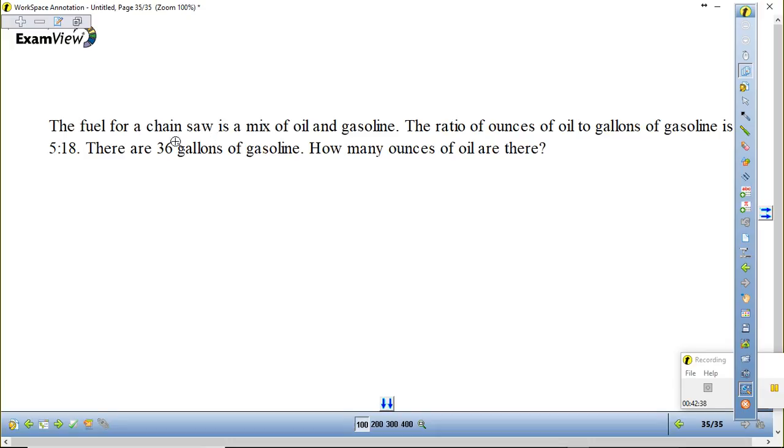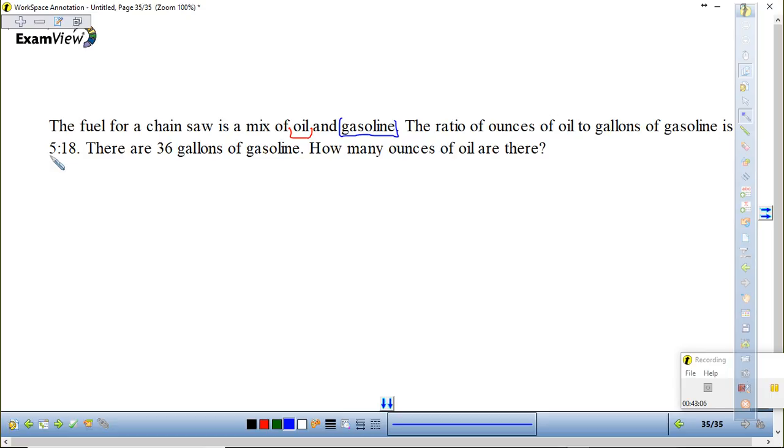It says, the fuel for a chainsaw is a mix of oil and gasoline. Look this up. I want you guys to pay attention to this one. Look up. They mentioned two different items. What are the items? Oil and gas. Pay attention. You're going to miss it. So the first one they mention is the oil. The second one they mention is the gas. Because in that order is what corresponds to the proportion that they're giving us.